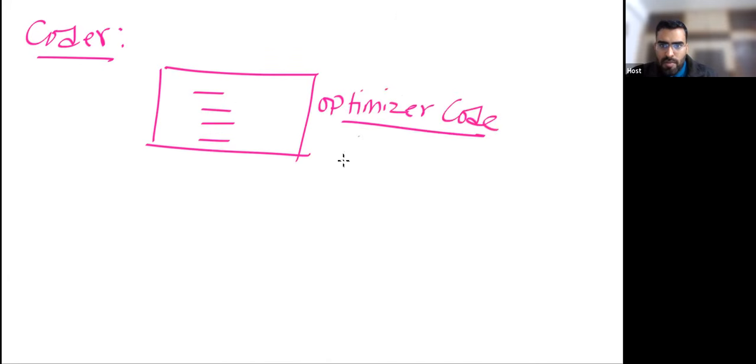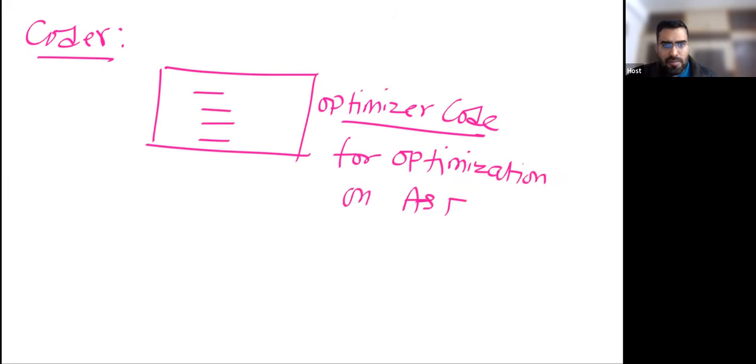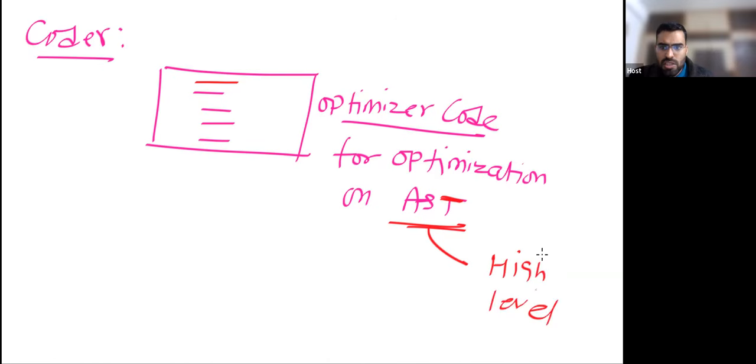Let us assume this optimizer code you are writing is to optimize the abstract syntax tree. Can anyone tell me: if I write this optimizer code on the abstract syntax tree, and you already know that this abstract syntax tree is very high level. Yes or no? This is high level because it actually depends on the source language. So this abstract syntax tree is actually high level.